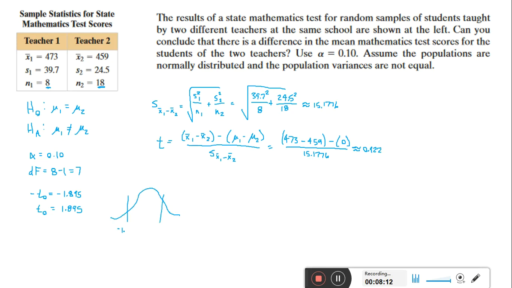Now, let's go ahead and look at our t-test. Right there's our two tails, negative 1.895 and positive 1.895. All right. And obviously 0.92 falls right in here, so this is an obvious fail to reject. And if we were going to spell out our answer in a sentence, we would say there is not enough evidence at the 10% level of significance to conclude that there is a difference in the mean mathematics test scores for students of these two teachers.